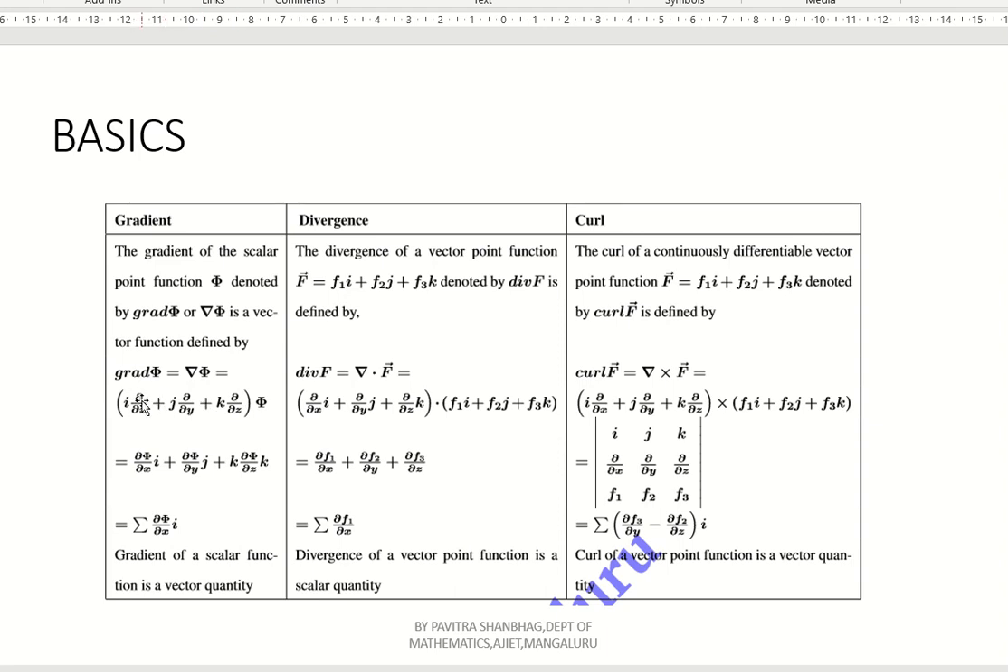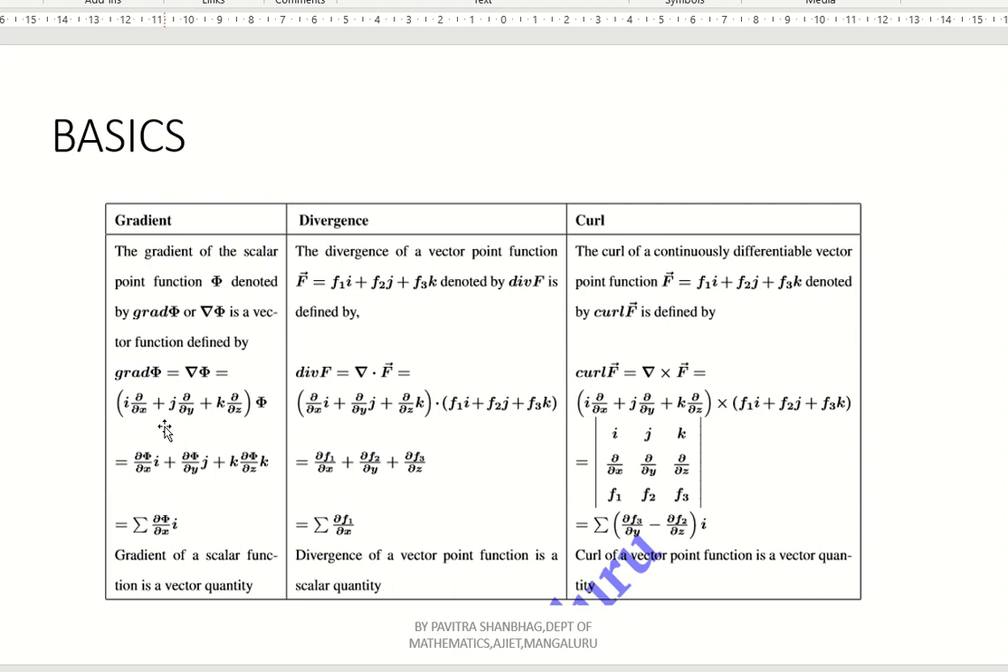You should remember one thing. In the case of partial derivative of any function with respect to x, you have to concentrate only on the terms containing x and treat the rest as constants. So dou by dou x of y is nothing but 0. Similarly, dou by dou y of x is nothing but 0. That is, with respect to one, the other acts as a constant. So partial derivative of one variable with respect to another is 0.